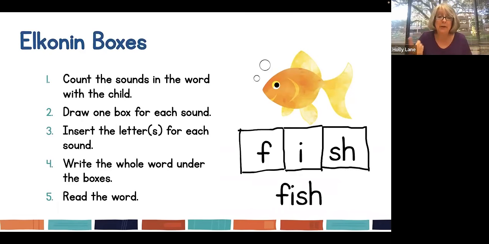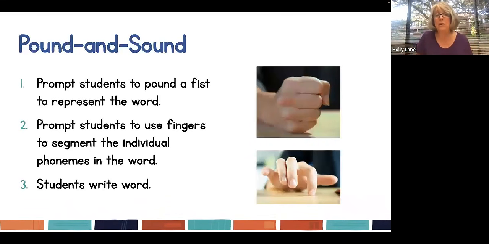You would start by counting the sounds, draw one box for each sound, insert the letter or letters for each sound. And in the case of the word fish, you would put the two letters SH in one box because they represent one phoneme. And then you would have students write the whole word under the boxes and then read the word. Elkonin boxes tend to work better when you are doing one-on-one support or in small group supplemental instruction. For whole class, we tend to see pound and sound working better.